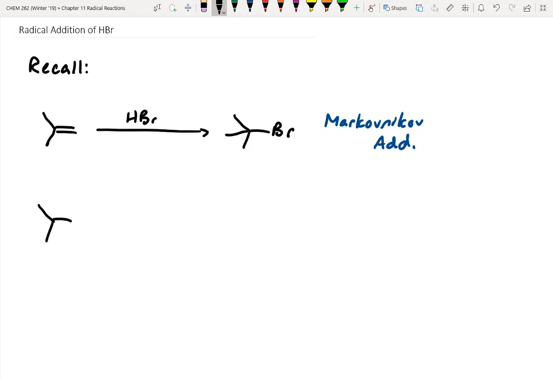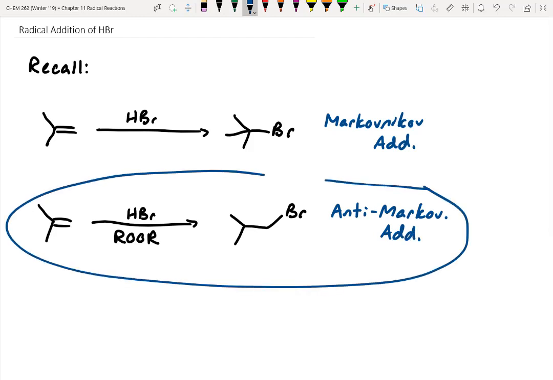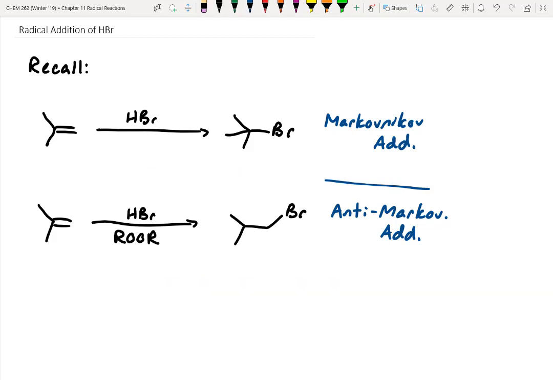If we want to favor anti-Markovnikov addition, we still use HBr, but what was the other reagent? ROOR. It's normally not done with hydrogen peroxide; it's normally done with alkyl peroxides. So those R's are indicative of some sort of carbon group. When we do this, we're going to favor addition of the bromine to the less substituted carbon. So this would be anti-Markovnikov. This is the reaction we're going to focus on. When we covered it in chapter 9, we really didn't go over the mechanism at all.